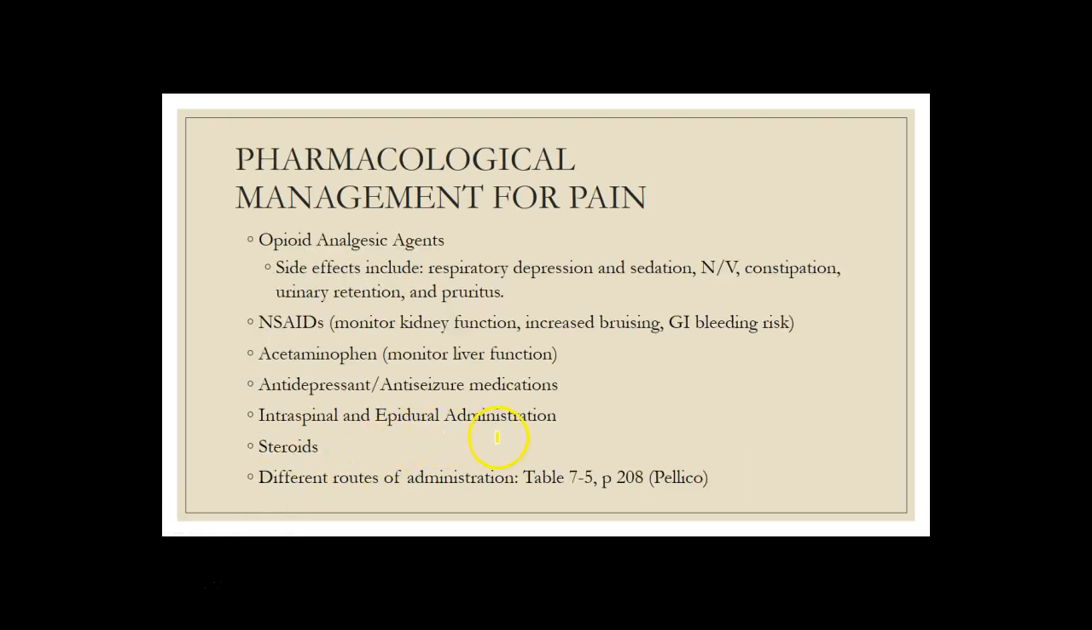Now, talking about pharmacological management of pain, make sure you know the different categories. We have our opiate analgesic agents. Side effects include respiratory depression and sedation, and can cause nausea and vomiting, constipation, urinary retention, and pruritus, which is itching. Your NSAIDs, you want to make sure you monitor for kidney function, increased bruising or GI bleeding risk.